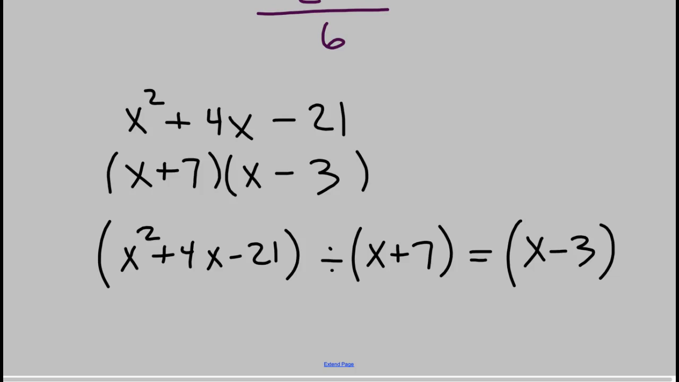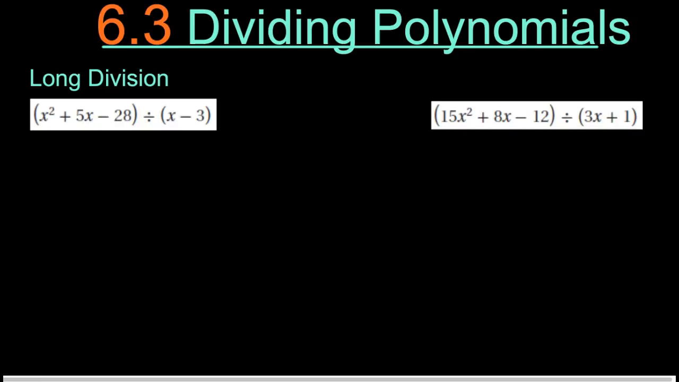So now we're going to do that, but we're going to do something that doesn't work out nice and neat and happy. It has remainders. So we want to check and divide this trinomial here, x squared plus 5x minus 28, and divide that by x minus 3. So we set it up the same way.